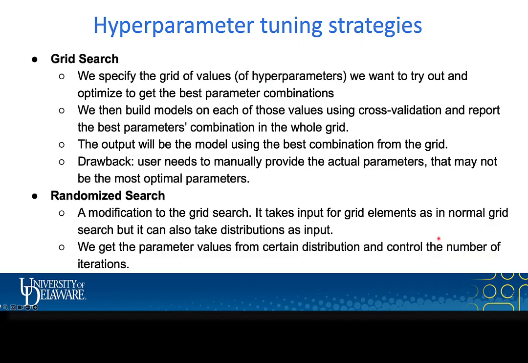The problem with this is that we need to manually provide the actual parameters that may not be the most optimal ones. The randomized search is a modification of this grid search, as it takes the input for grid elements as in normal grid search, but in this case it can also take distributions as input. We get the parameter values from certain distribution and control the number of iterations. In this way, we can identify the final set of hyperparameters that we will use for training our model.